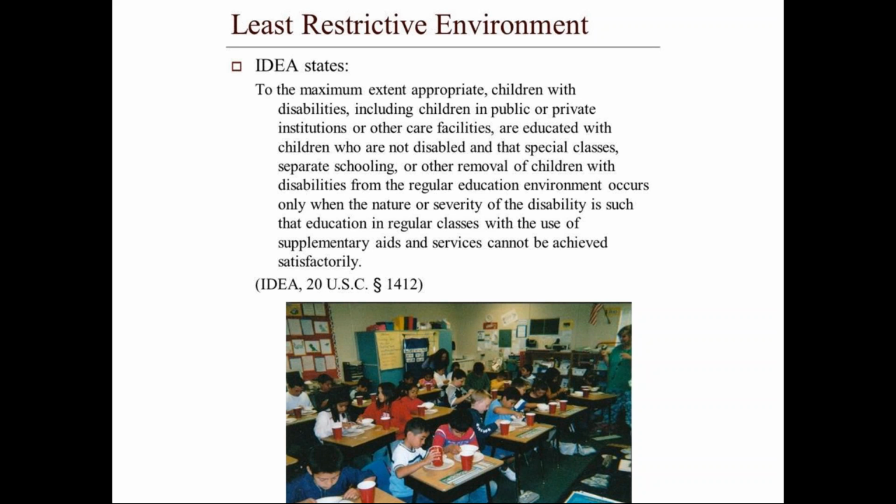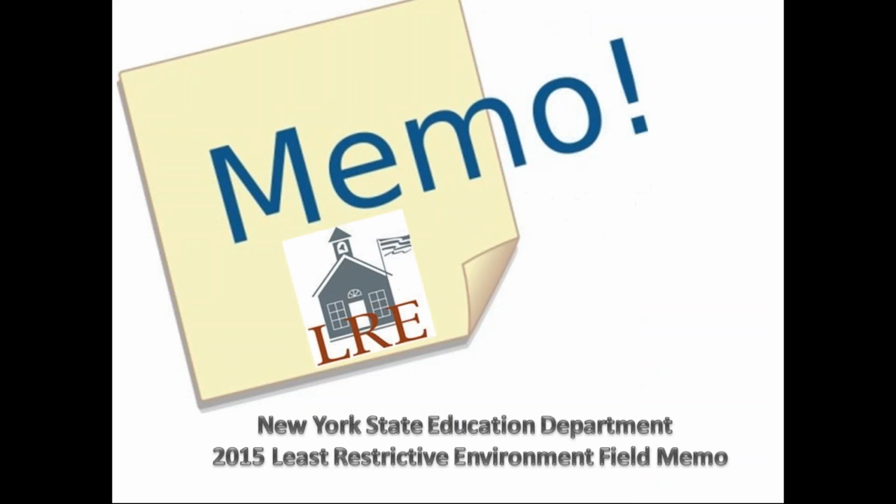IDEA states least restrictive environment as providing, to the maximum extent appropriate, that children with disabilities, including children in public or private institutions or other care facilities, are educated with children who are not disabled, and that special classes, separate schooling, or other removal of children with disabilities from the regular education environment occurs only when the nature or severity of the disability is such that the education in regular classes with the use of supplementary aids and services cannot be achieved satisfactorily.